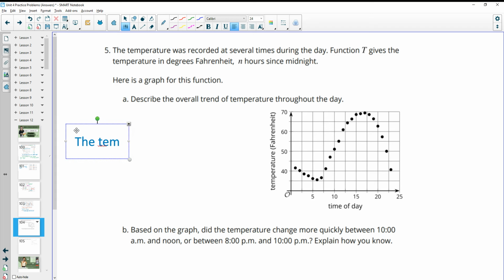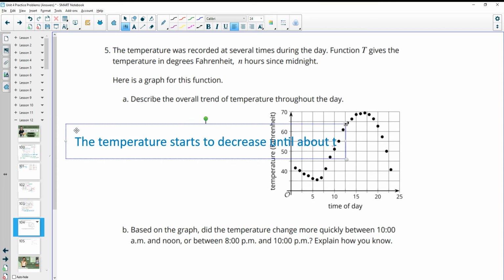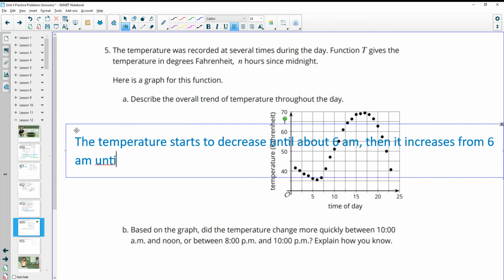So the temperature starts to decrease until about 6 a.m. Then it increases from 6 a.m. until about whatever time is up here. So what are we at? About, what is this, 15, 17.5, 20. So until like 17, which is 5 past noon, so 5 p.m. Okay, until about 5 p.m. Then decreases for the rest of the night.